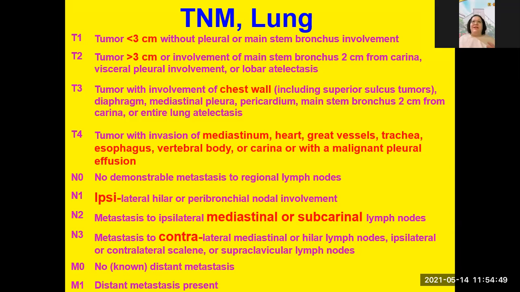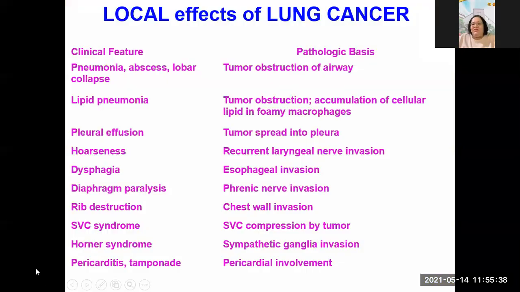M0 means there's no metastasis, meaning the tumor is still within the lungs. But once you have M1, then it means that the tumor has spread to other organs. And once there is metastasis, then mortality again goes up. So of course, you want the tumor to be less than 3 centimeters, T1. You would want no demonstrable metastasis or any regional lymph nodes. You want it N0, and you don't want any distant metastasis. So this is what we use in order to stage lung cancer, how bad it is already.